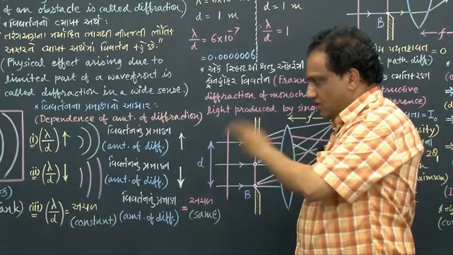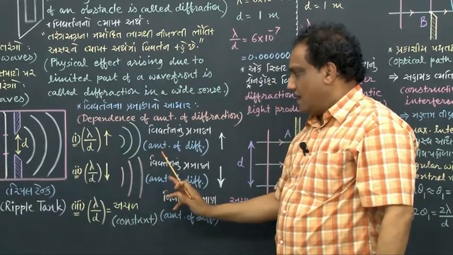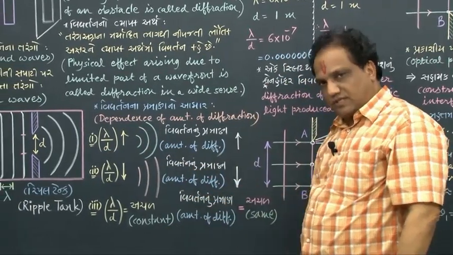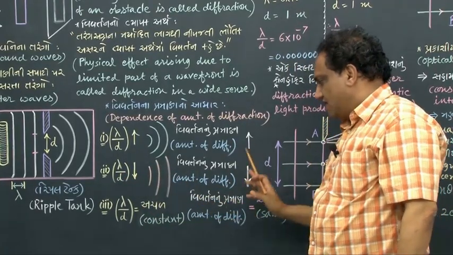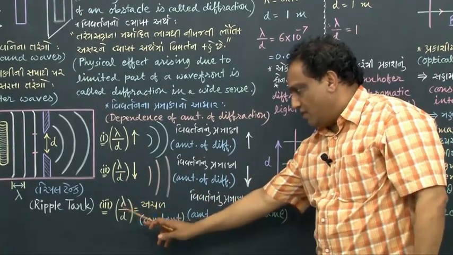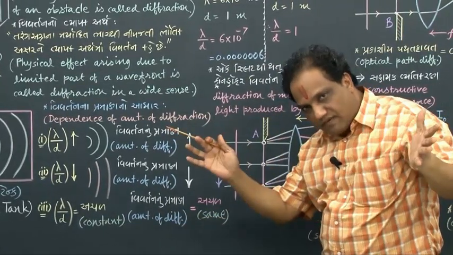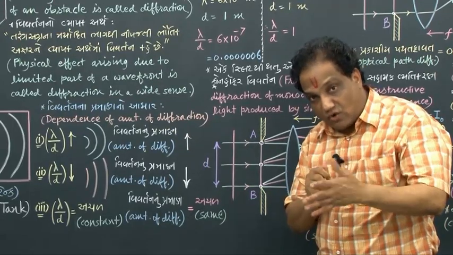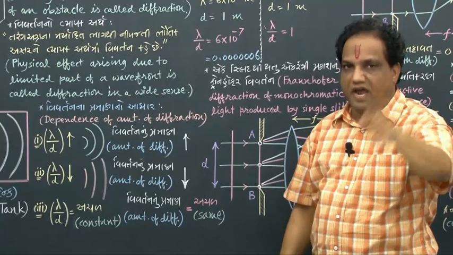So tell me from these observations, when lambda upon d increases, amount of diffraction increases. When lambda upon d decreases, amount of diffraction decreases. When lambda upon d remains same, amount of diffraction also remains same. So it is that ratio lambda upon d on which amount of diffraction depends.